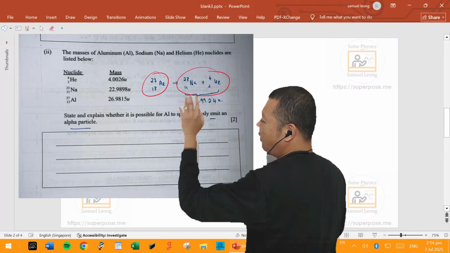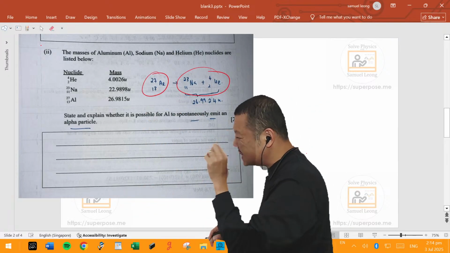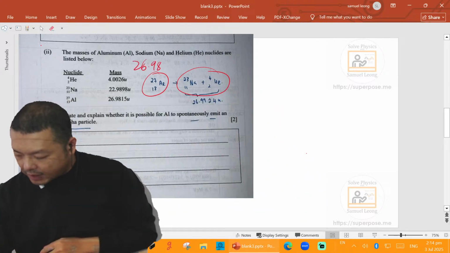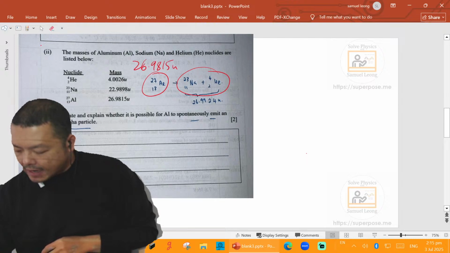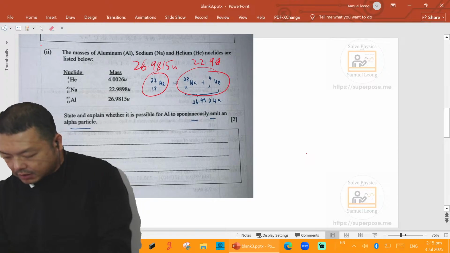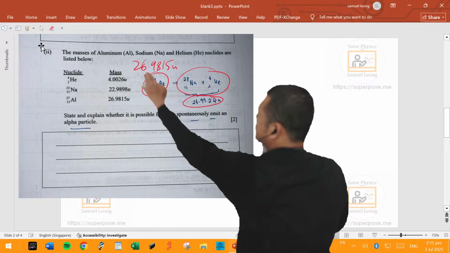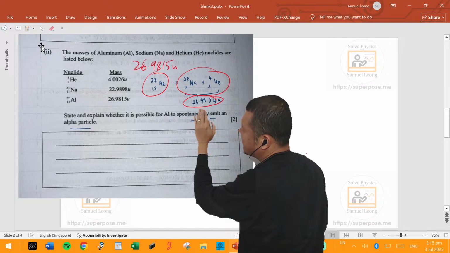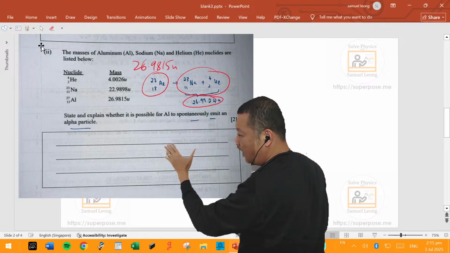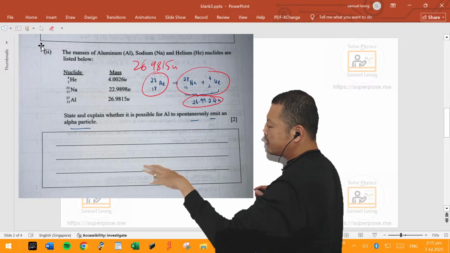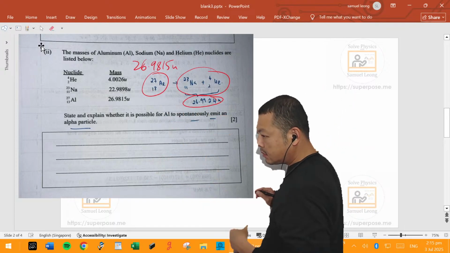27, 23, 4, obviously mass number is conserved. We're talking about the specific mass. So what you have to do is to check 26.9815 U, and then you check 22.98. Or I think you did add up. Okay, there you go. Right. So 26.9815 and 26.9924. Right. So the answer is no. That's not gonna happen. Aluminum will not have an alpha decay.